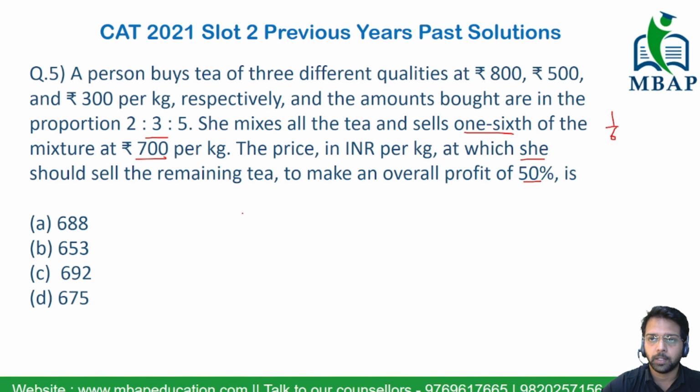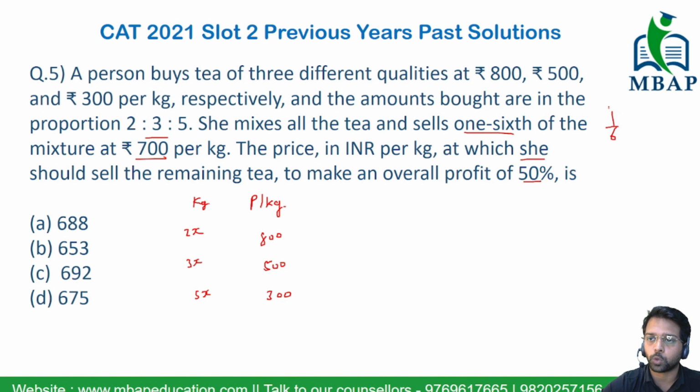So let's see the prices of the different varieties of tea. Prices per kg have been given in 3 forms: 800 rupee tea, then 500, and lastly 300. Also the amounts have been given in the ratio of 2:3:5, so you can assume them to be 2x, 3x and 5x. So the total sum is now becoming 10x.